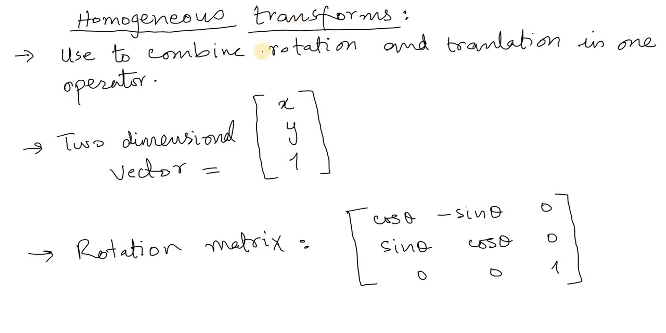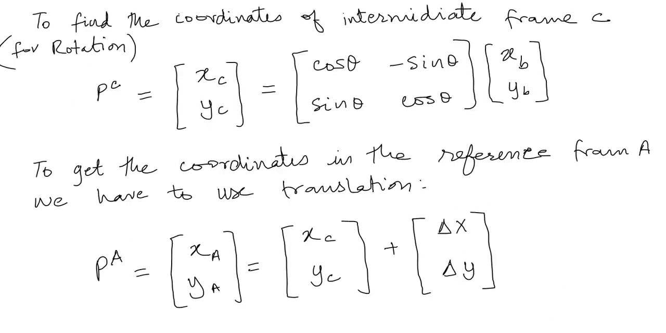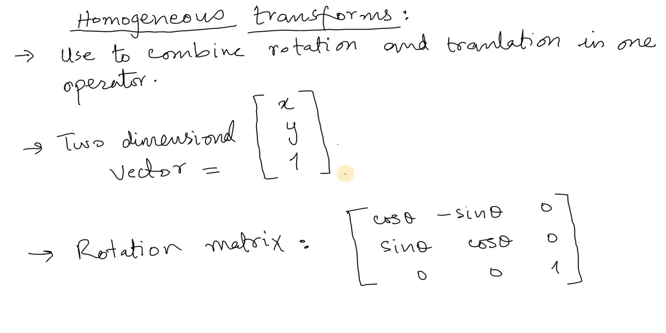In homogeneous transform, we do rotation and translation simultaneously, and we add one row and one column to the rotation matrix. Okay, how about translation? Since there is not much space here, I will write translation something like here.